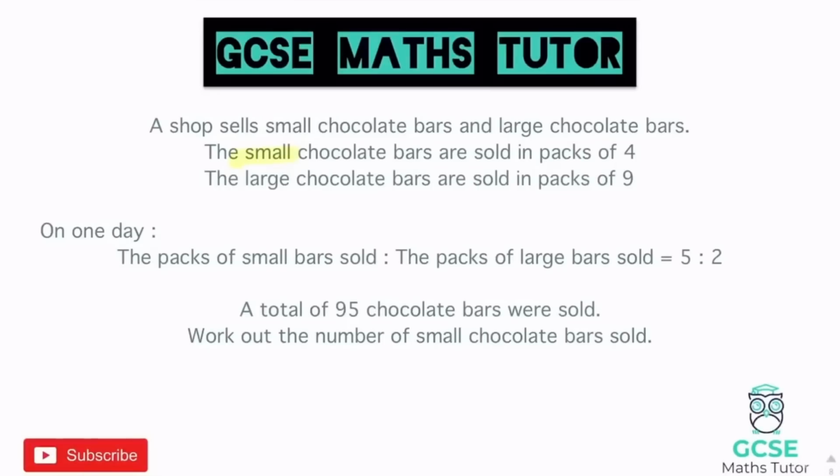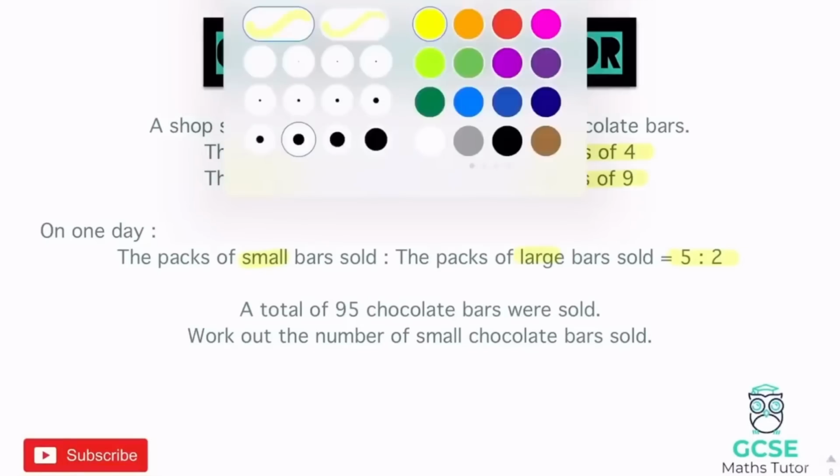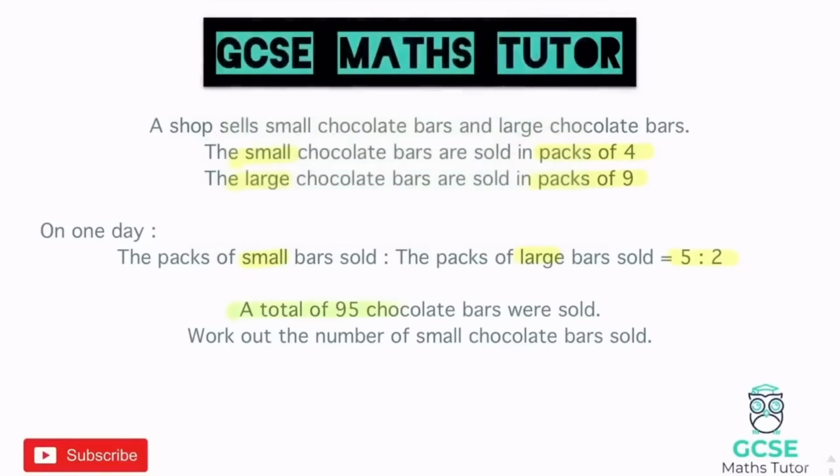We've got small, packs of 4, large, packs of 9, and then we've got small to large in the ratio 5 to 2. And then it gives us this next bit of information. It says a total of 95 chocolate bars were sold. Work out the number of small chocolate bars that are sold. So at the moment, what we've got is a ratio here about the amount of packs of bars sold, and we've got the information down the bottom about the amount of bars sold.